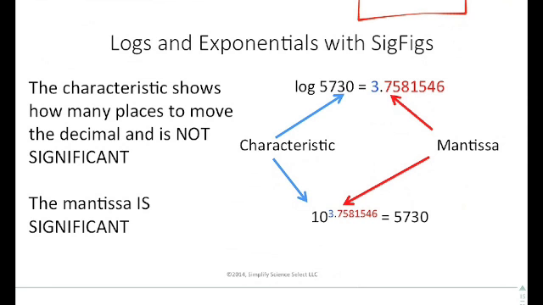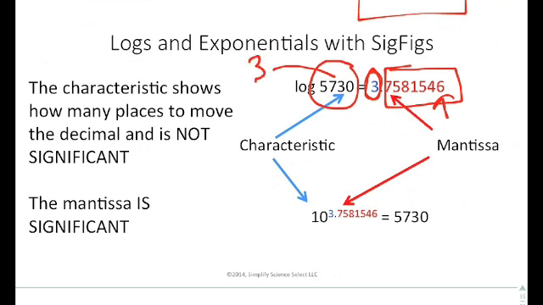So if you were to look, the characteristic shows how many places you're moving it. So whenever I have the log, this is saying move it over 3 places. These numbers right here are the ones that are significant figures. So this is not an accurate way to report this number because if you look, I only have 3 significant figures in my answer right here. Okay, this 0 is not significant because there's no decimal, it's just a placeholder digit.